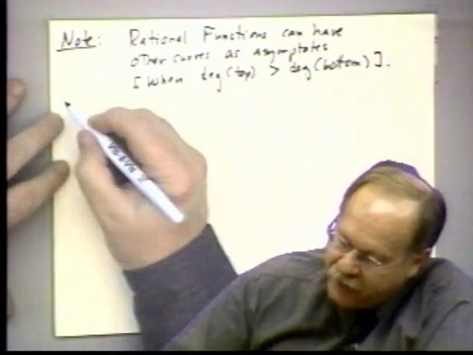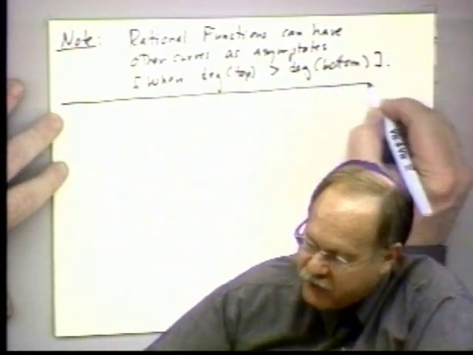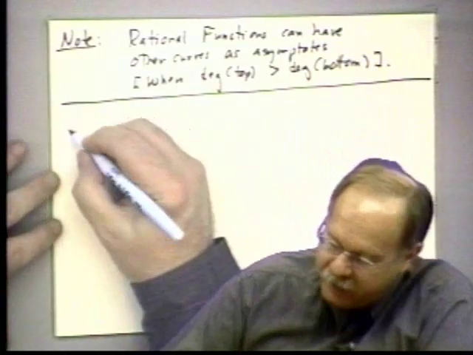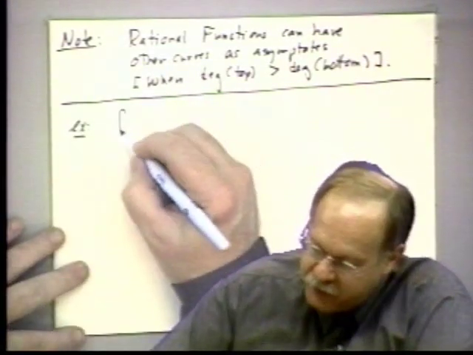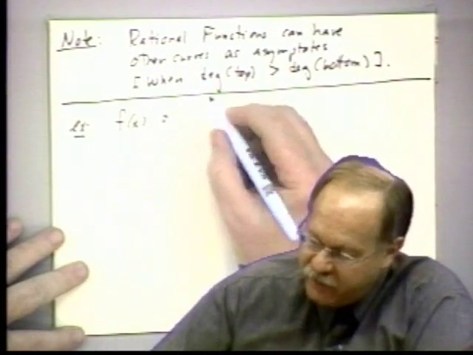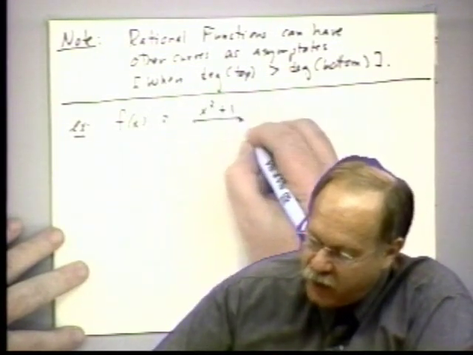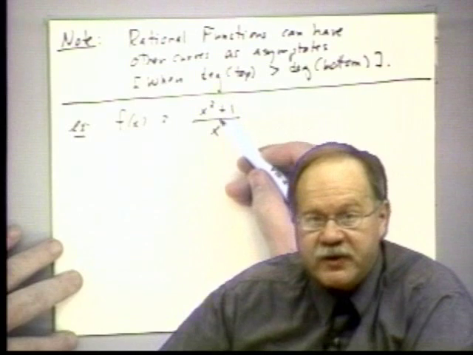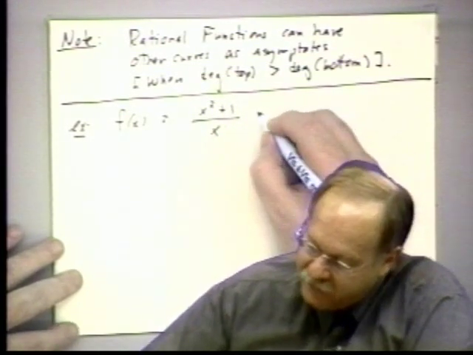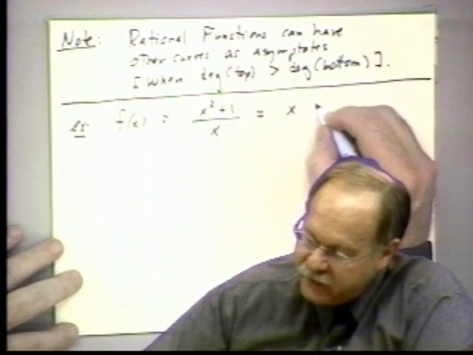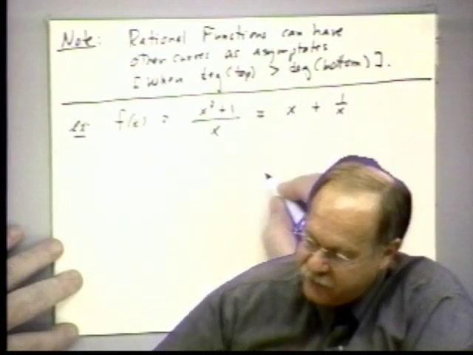Now that didn't happen in our previous one. The degrees were the same, as you recall. But let me give you a couple of examples to show just what can happen here. Suppose you have a function like this. f of x is (x squared plus 1) over x. So the degree of the top is 2, the bottom is 1, strictly greater than the bottom. If I simplify this, I can write this as x plus 1 over x.